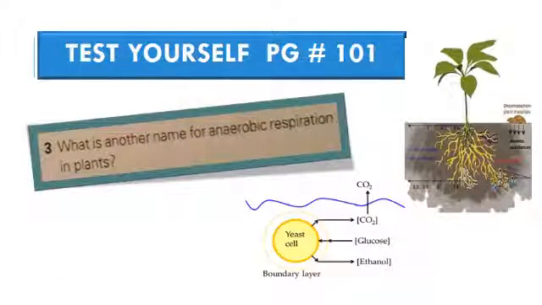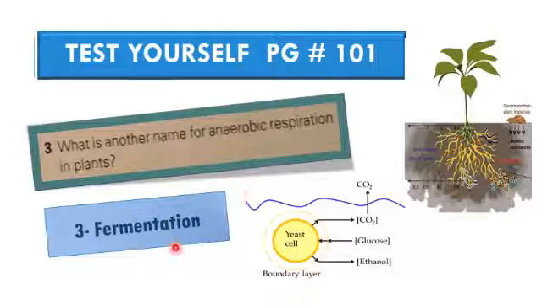Here you can see question number 3. This question is, what is another name for anaerobic respiration in plants? That is a one word answer, that is fermentation. So fermentation is another name for anaerobic respiration, in which yeast cells break down glucose into ethanol and carbon dioxide and a little amount of energy.